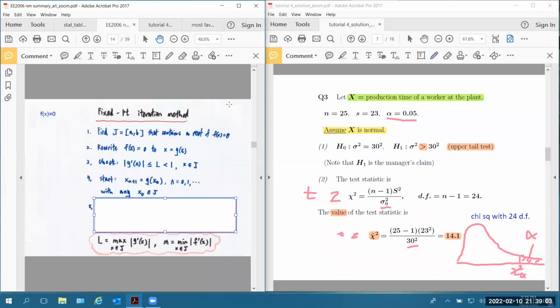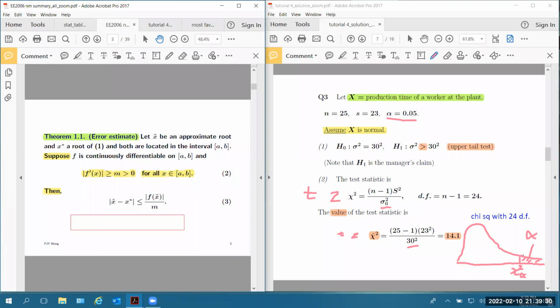Then after this, what do we do? If you have no stopping criterion, you will be doing this forever, right? So you need a stopping criterion. Let me go and look for a stopping criterion. Let's look at page 3 here. Now, the stopping criterion.